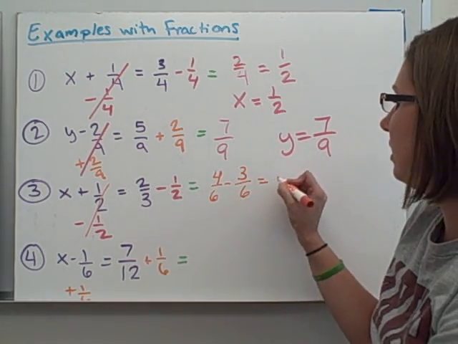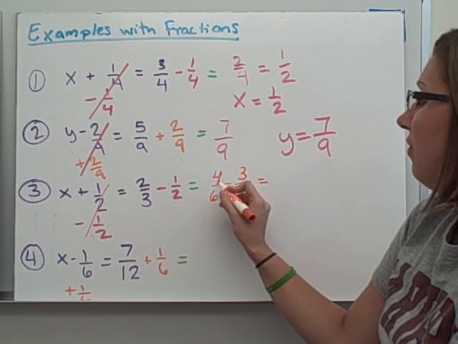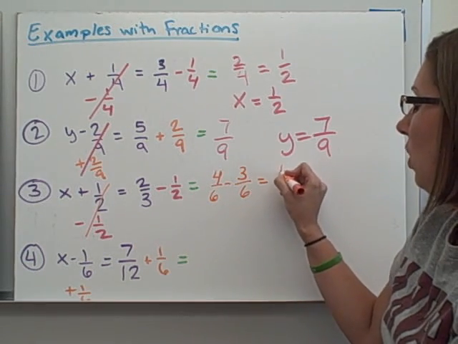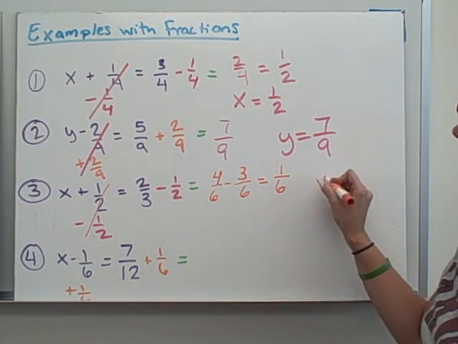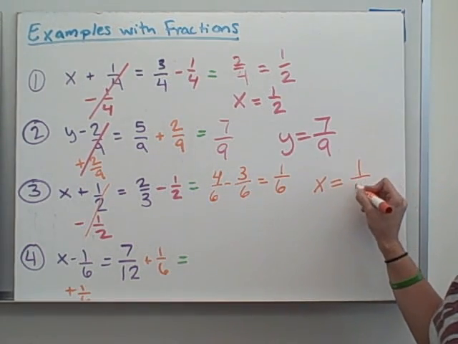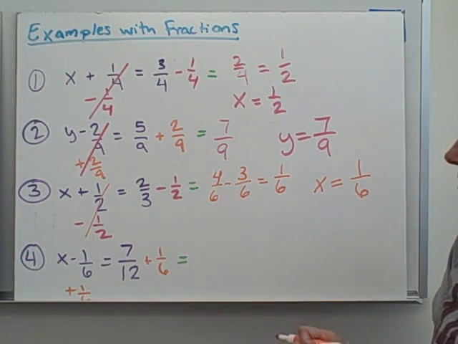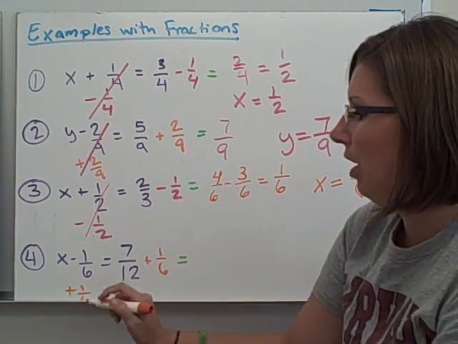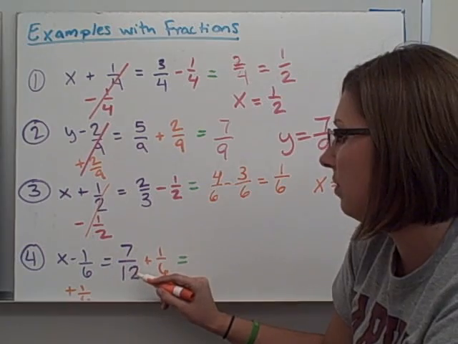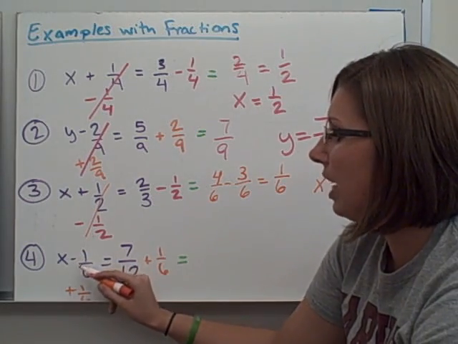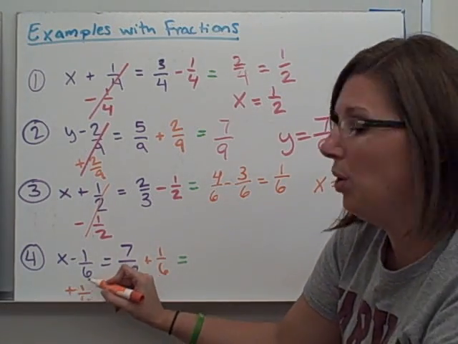Now I could easily subtract. 4 take away 3 is 1, and I keep the denominator the same. So I know that x has to equal 1/6 here. And then example 4, x take away 1/6 equals 7/12. Well, to undo the take away 1/6, I have to add 1/6.